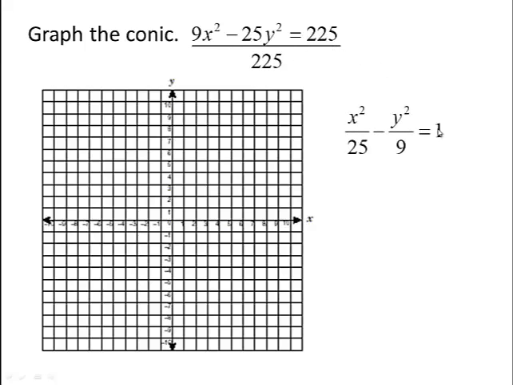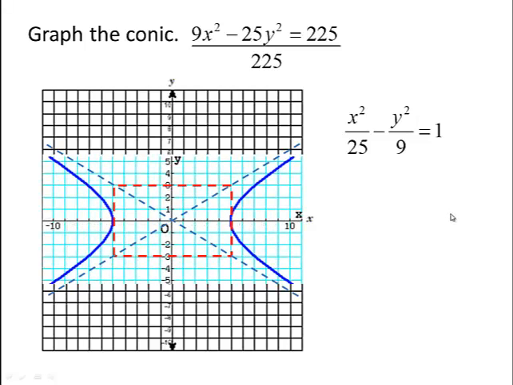This is a hyperbola with a minus in between, and the first thing I need to do is make this equal to 1. So there's my hyperbola, and now A is going to be 5 and B is going to be 3. So I'm going to go out 5 in each direction and 3 up and down, draw my asymptotes, and then just sweep out my hyperbola. And we know that hyperbola goes left and right because the x is positive and the y is negative. If the y was positive and x was negative, it would open up and down on the y-axis, but now it opens on the x-axis.